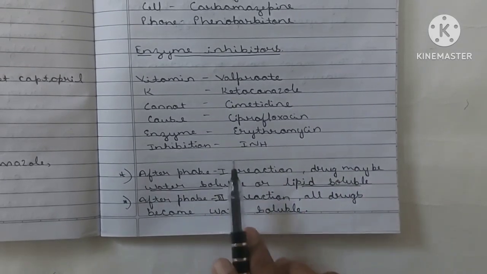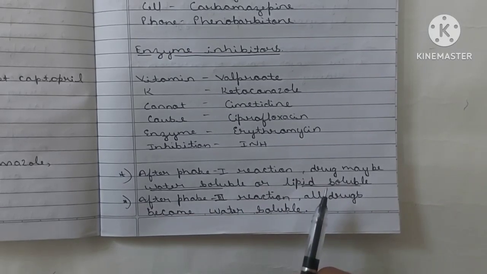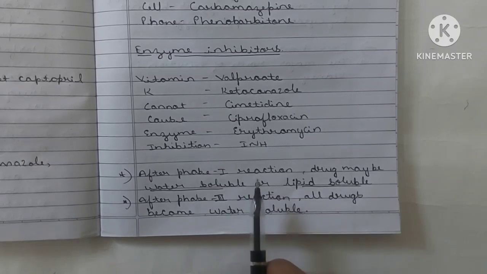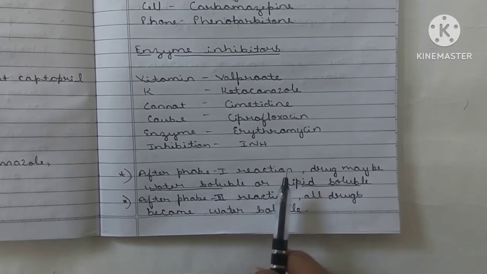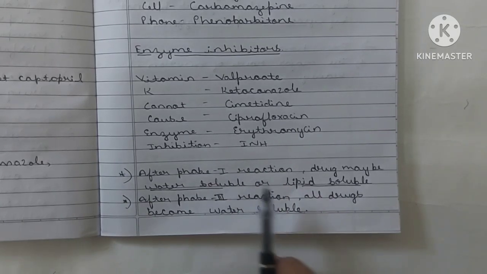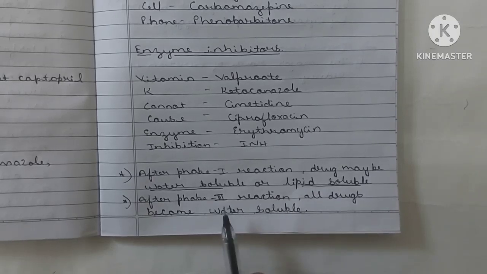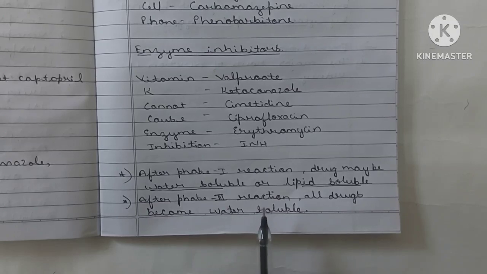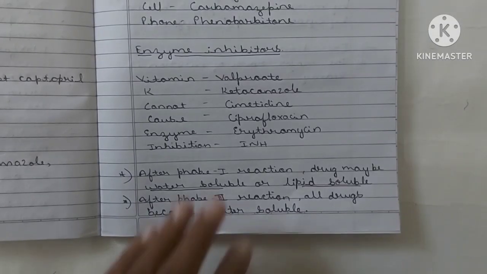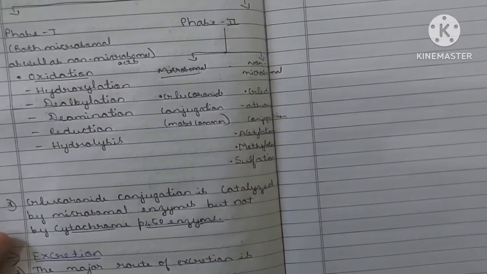Clear? Now after phase 1 reaction, the drug may be water soluble or lipid soluble. You know that in metabolism, phase 1 and phase 2 reactions are very important. After phase 1 reaction, the drug may be either water soluble or lipid soluble. After phase 2 reaction, all drugs become water soluble only. After phase 1, they can be either water or lipid soluble.